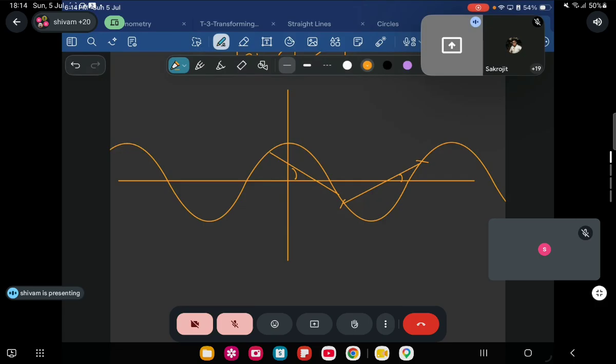Mod b is cos less than or equal to 1, right? Wait a minute. It will be less than minus 45. The angle which it makes with the x-axis, clockwise or anti-clockwise, will be less than 45 degrees. Understood? Anyone having any doubt, you can ask me.